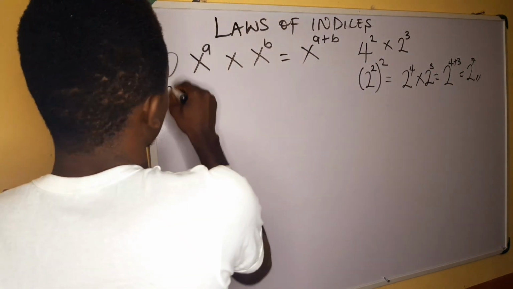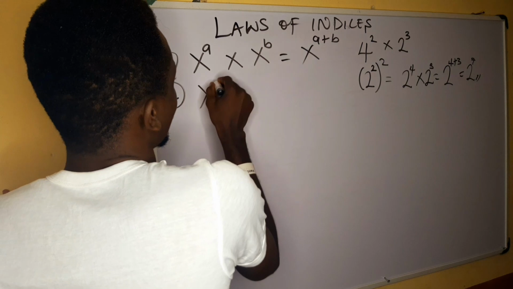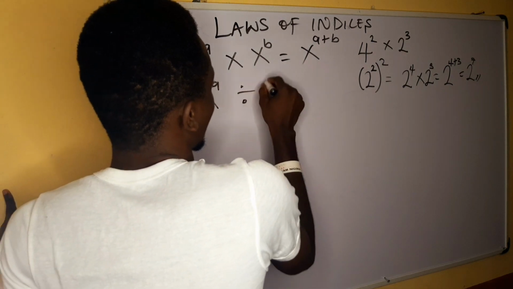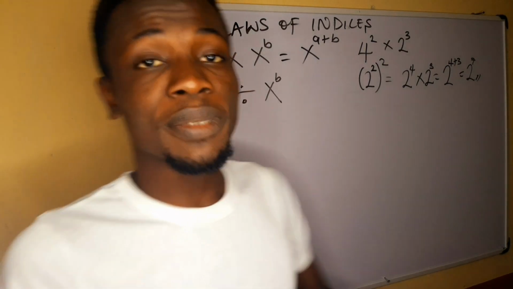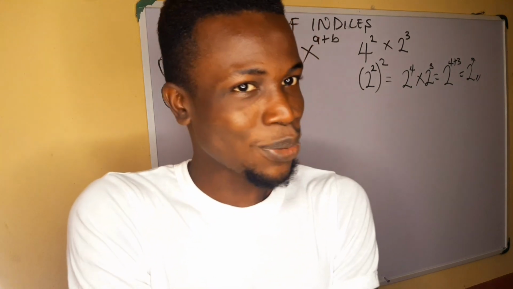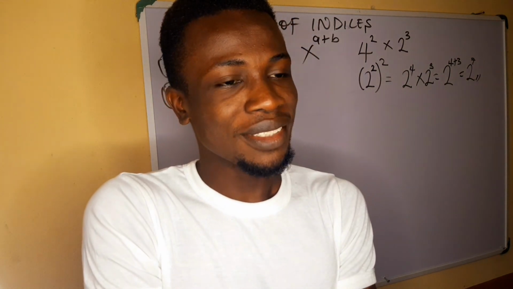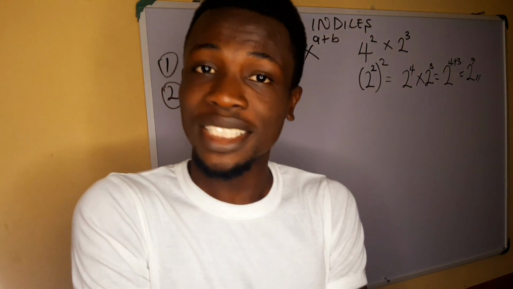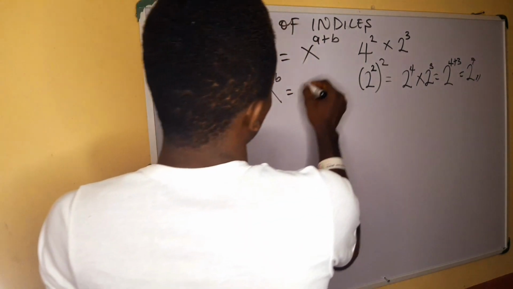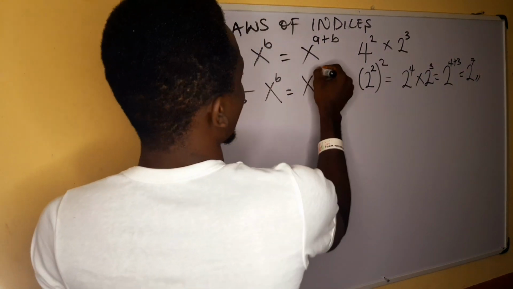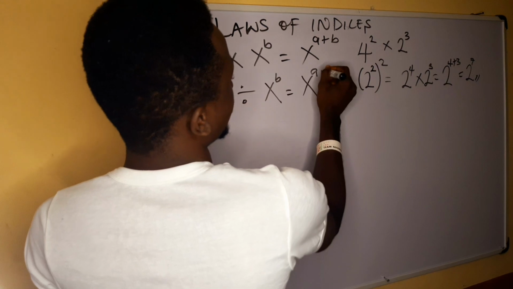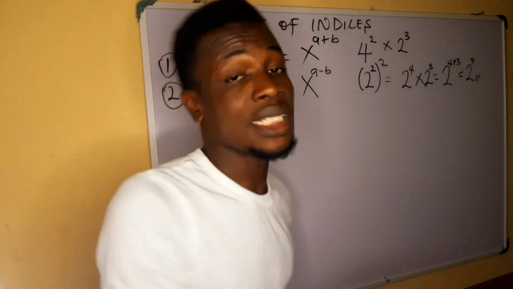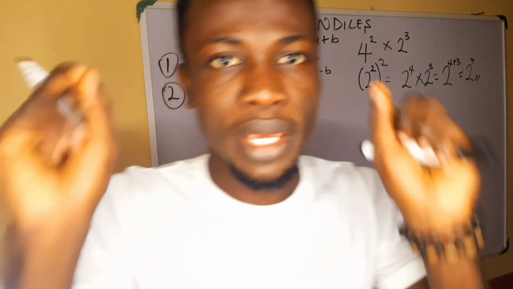The next one is the division law. So x to the power of a divided by x to the power of b. Now, if multiplication means addition, guess what division means? Of course, you guessed right: subtraction. So it's going to be x to the power of a minus b. Division in indices means subtraction of the powers.